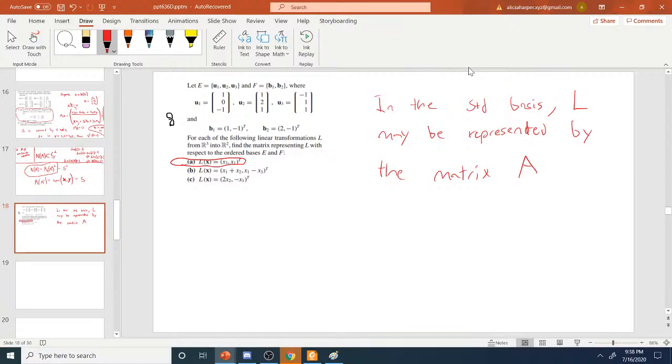If I multiplied it through by x1, x2, and x3, then I'm going to get x3 in the first component. So I'm going to have a 0, 0, 1 here. And then I'm going to get x1 in the second component, which means I have to have a 1 here and a 0 here. So let's call this A. A represents L in the standard basis.